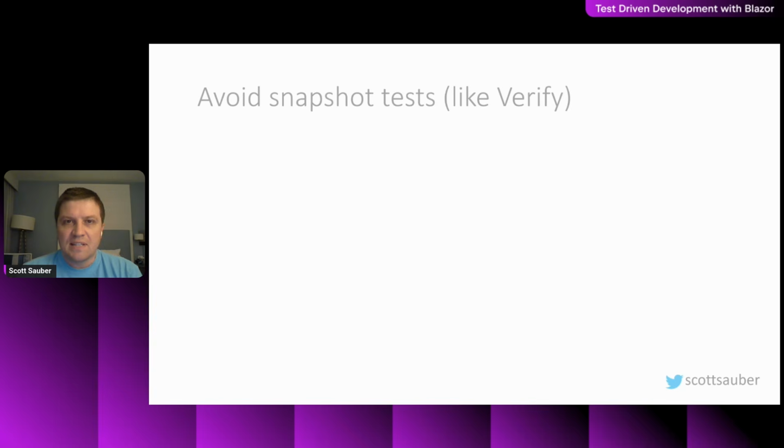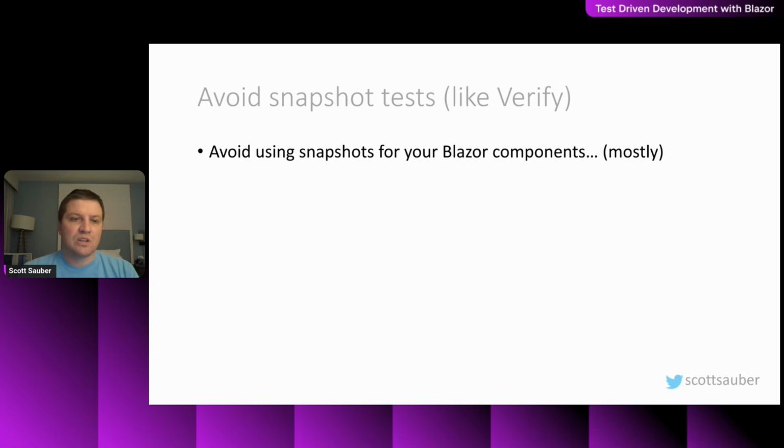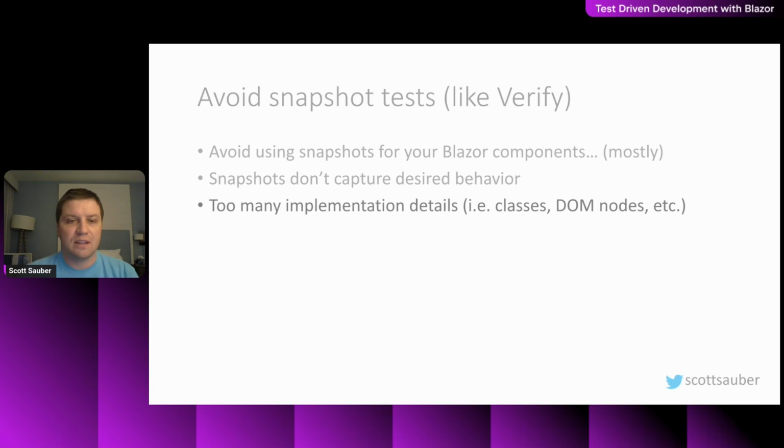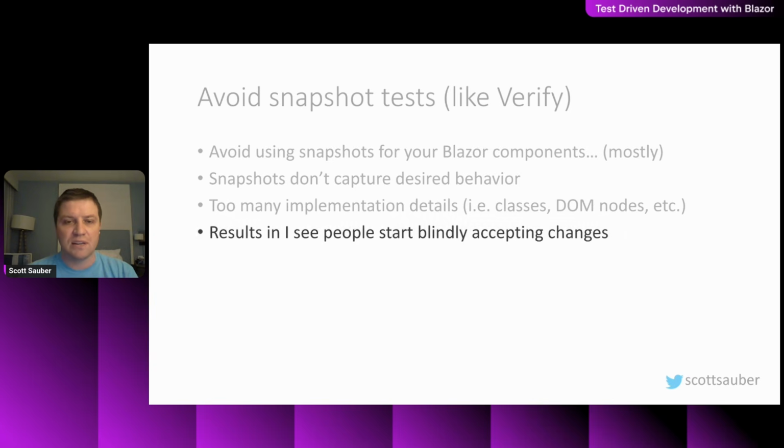I also avoid snapshot tests like Verify. So what Verify does is it basically takes your component and renders it out into JSON and saves it into your project. And then it verifies that the markup matches what was in that JSON file. In general, I avoid snapshot tests for all the reasons I already mentioned, because snapshots don't capture what your desired behavior is. They just capture all this HTML at the end of the day. So again, it's got the same problems that I already mentioned, where you've got all these implementation details.